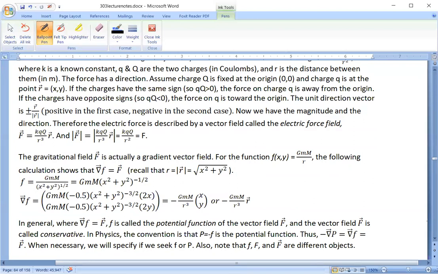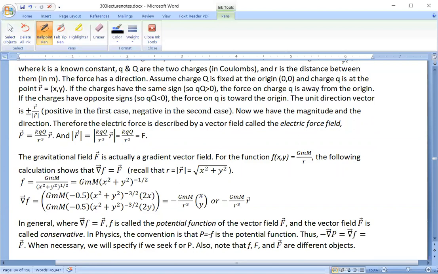Just one comment, in physics, the convention is we take the potential function p to be the negative of this function. So therefore, you'd have negative of the gradient of p equals the gradient of f equals our vector field F. For our purposes, we're going to talk about the potential function being f, although in physics, they'll talk about the potential function being p. Just remember, it changes by a sign.